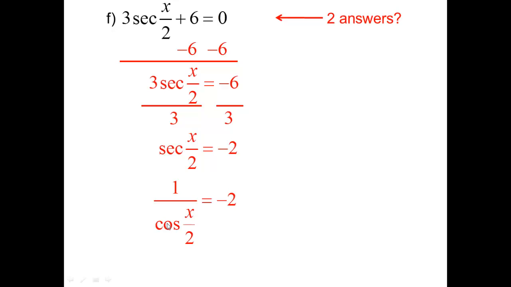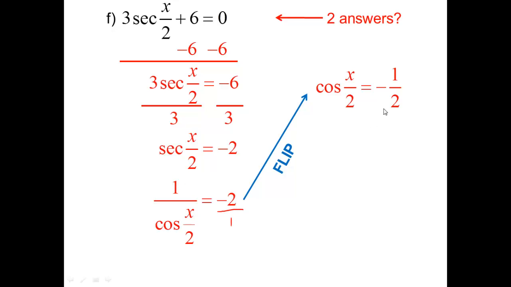Now, I also don't like having cosine in a denominator, so I'm just going to go ahead and flip it. Of course, if I flip the left side of the fraction, I need to remember to flip the right side of the fraction. Remember that -2 is really over 1, and if I flip both sides of the equation, cosine moves to the top, -2 moves to the bottom.